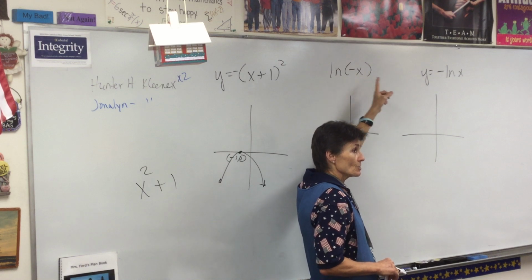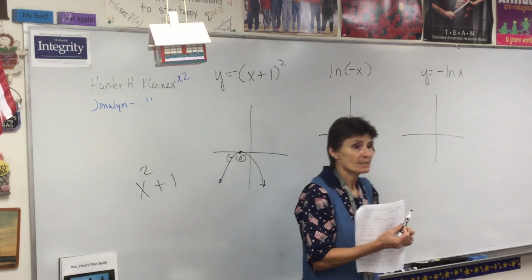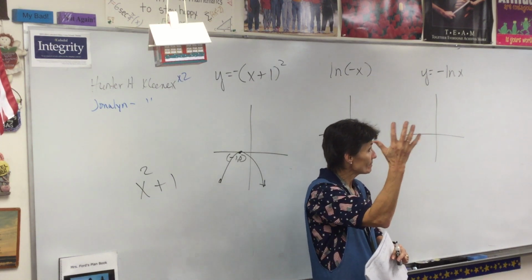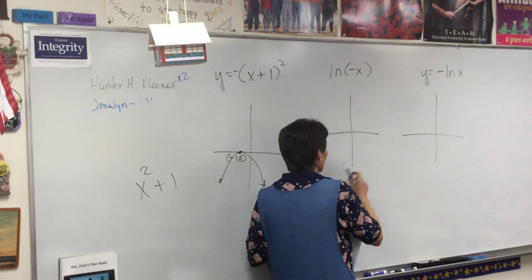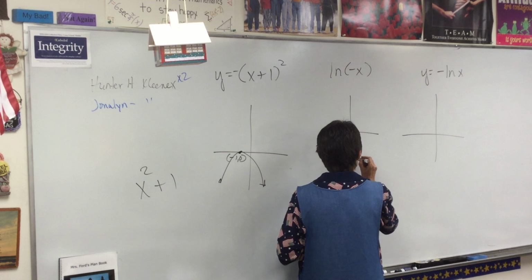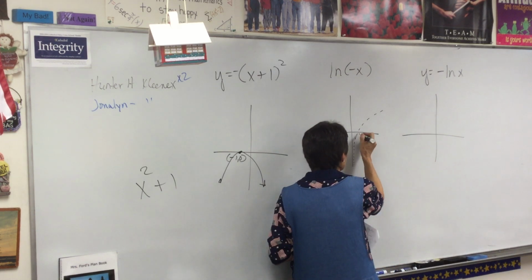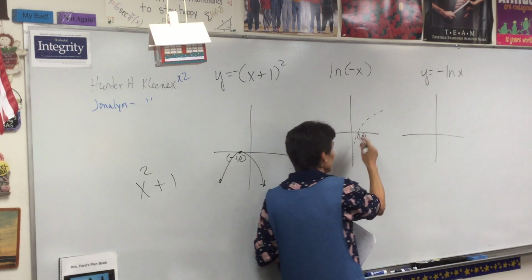Okay? Now this negative is not outside in front. You're flipping it across the Y. So a negative inside flips us this way, right? So my original picture, this is a logarithm. I'm going to go ahead and graph my original lightly with a dashed line. This is my original right here.